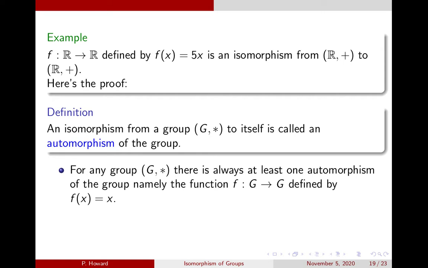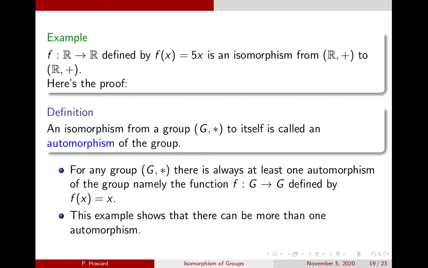And the third remark that I wanted to make is that this example shows that there can be more than one automorphism of a given group. So for the group R plus, the identity function f of x equals x is an automorphism, and as we will show, so is the function f defined by this equation, an automorphism of the group R plus.